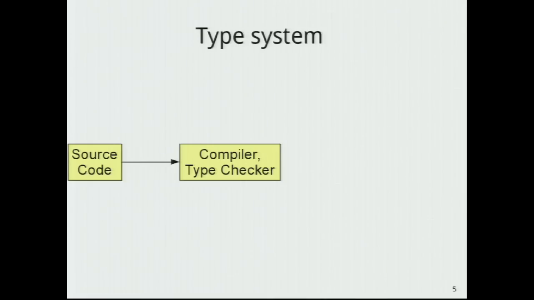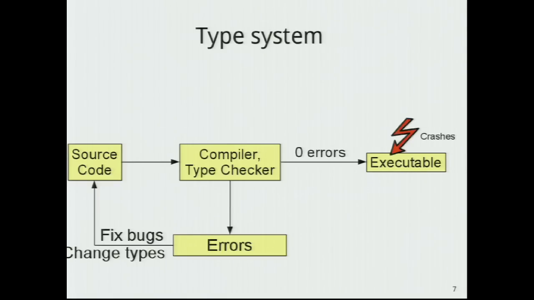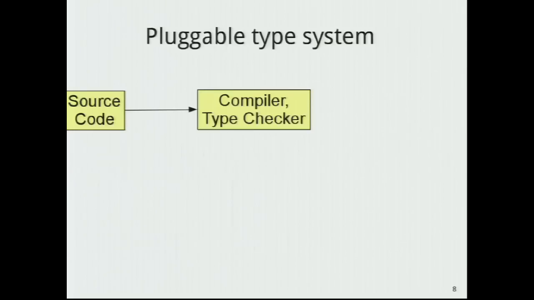So when you're using a static type system, you run source code through the compiler, which does type checking. And if there are any errors, every error indicates a bug or you wrote the types incorrectly. So you fix those and change the source code. And eventually, you have no errors, so you get out an executable, and you can run it. And that's great. And what happens when you run it? It crashes.